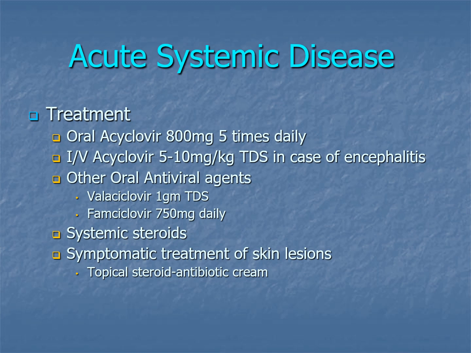We can use systemic steroids to reduce the inflammation, or when there is involvement of systemic complications like encephalitis, to reduce the inflammation. Symptomatic treatment of skin lesions is needed. We use topical steroids with antibiotic cream.